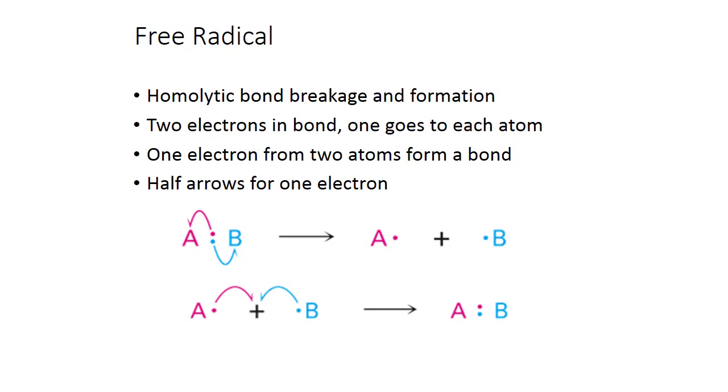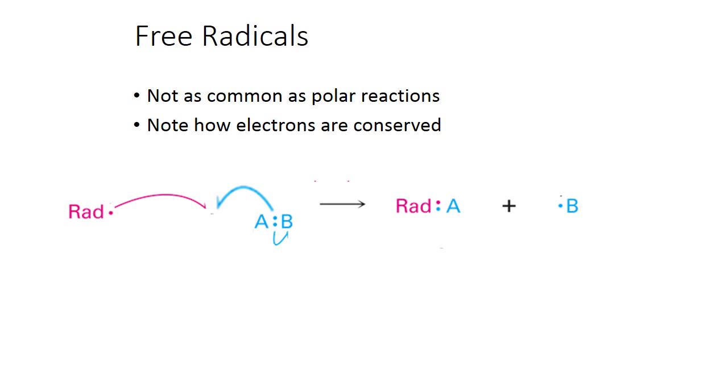Let's go through how a free radical reaction occurs. In free radical reactions, we see, of course, conservation of electrons. Now, we're starting with the least common of reactions, free radical reactions. Later on, we're going to be using the polar reaction and the full arrow, but in both types of reactions, electrons are conserved.